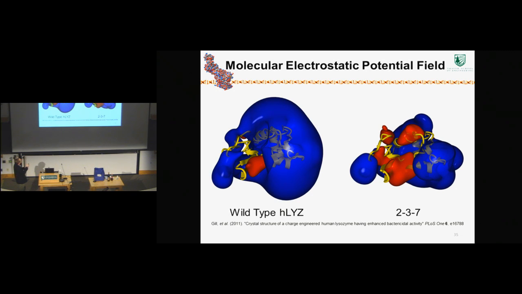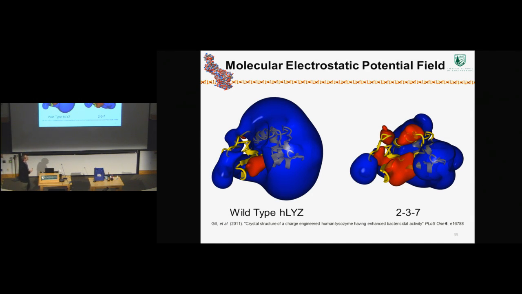But what I'm showing here is actually a projection of the electrostatic potential field that emanates from these proteins. Again, we've got positive potential in blue, negative potential in red, and you can see the wild-type enzyme has this huge, massive, positive electrostatic potential field that it projects into the surrounding environment, whereas the charge-engineered variant has a contracted electrostatic potential field, and it also has expanded area of negative potential. So it's this reshaped electrostatic potential field that enables this enzyme to escape inactivation by negatively charged biopolymers, but at the same time still maintain high-level antibacterial activity.